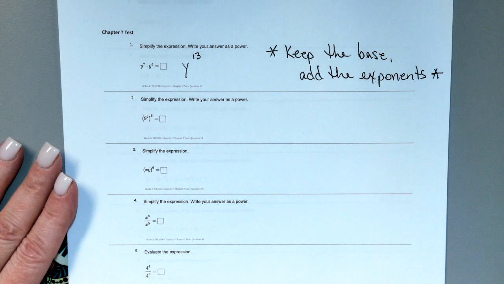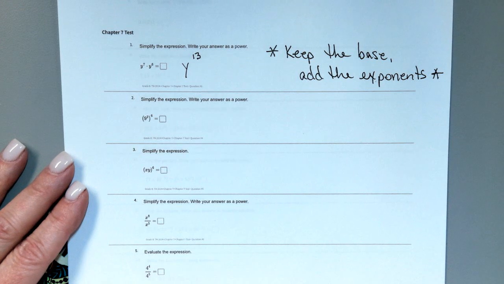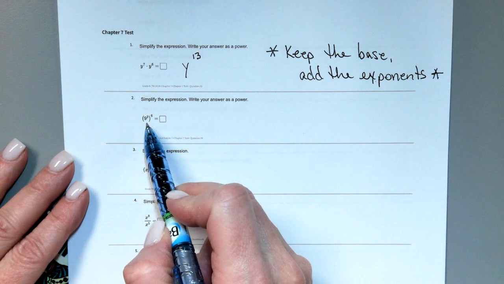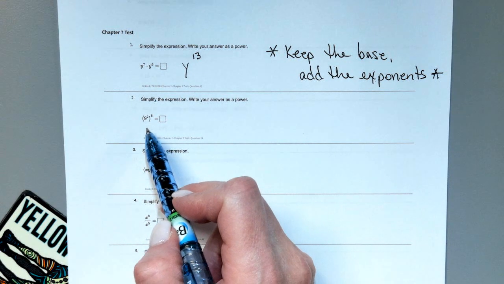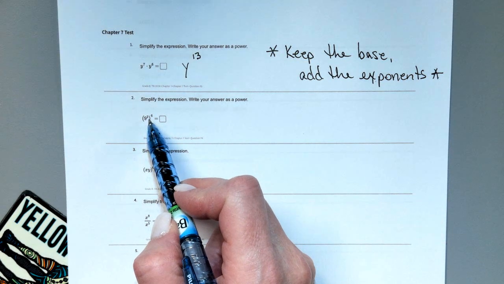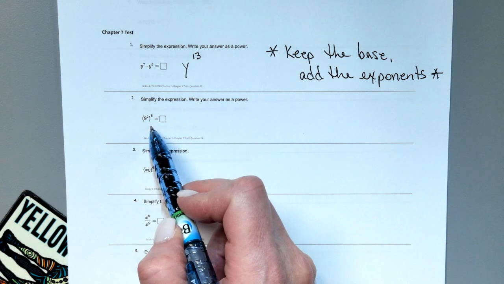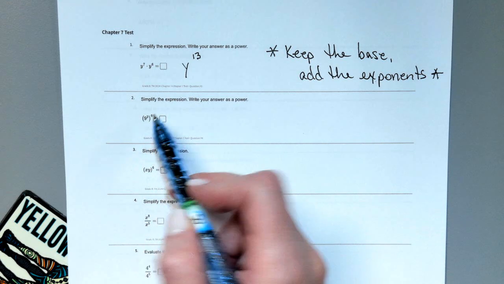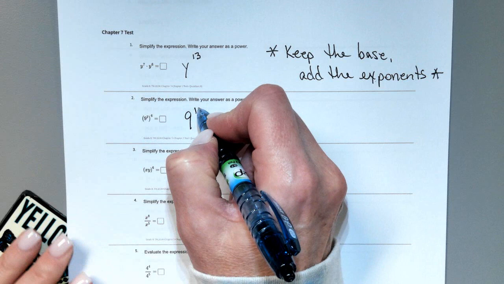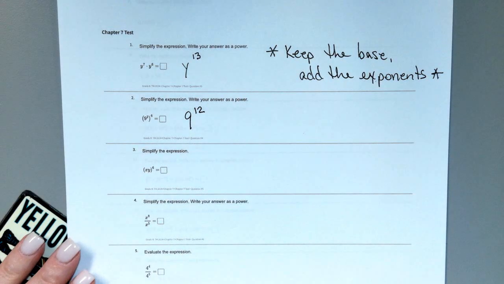Okay. All right, number 2, we're raising a power to a power. It says to simplify the expression, write your answer as a power. So the only thing we can do is raise the power of 2 to 6. And remember, parentheses mean multiply. So what is 2 times 6? So we have 9 to the 12th.